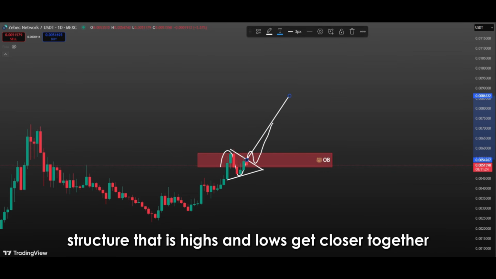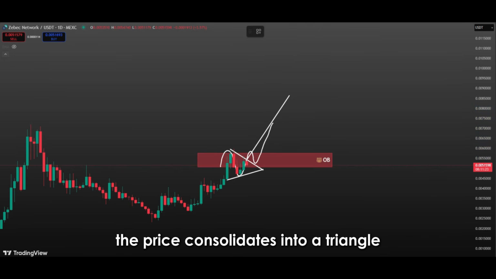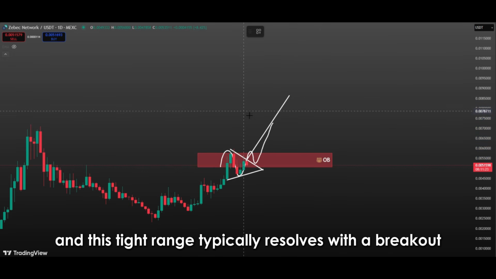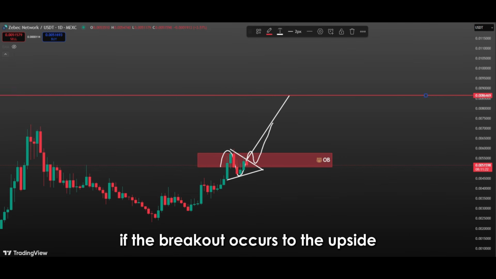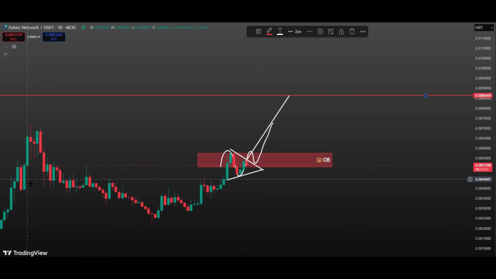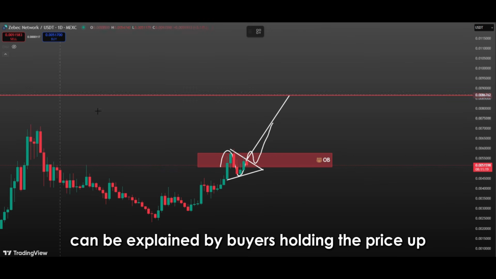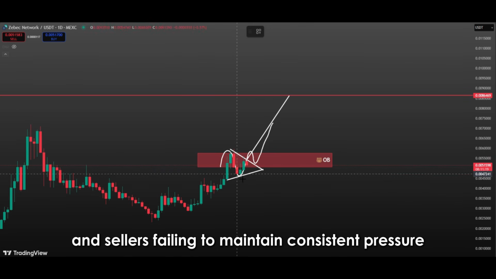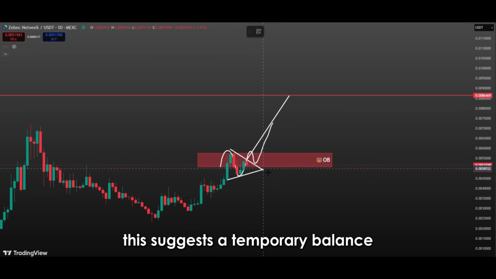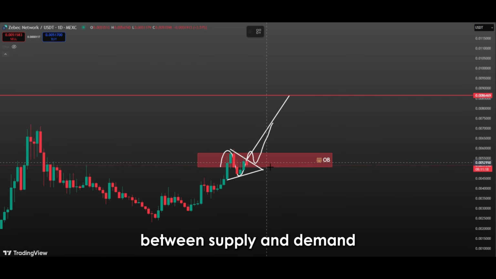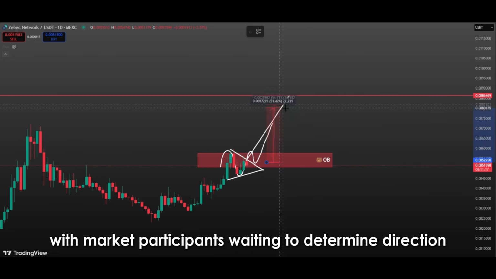That is, highs and lows get closer together, the price consolidates into a triangle, and this tight range typically resolves with a breakout. If the breakout occurs to the upside, the pattern is confirmed as bullish. From a technical standpoint, the current structure, with the price moving within a flag, can be explained by buyers holding the price up and sellers failing to maintain consistent pressure. This suggests a temporary balance between supply and demand, with market participants waiting to determine direction.